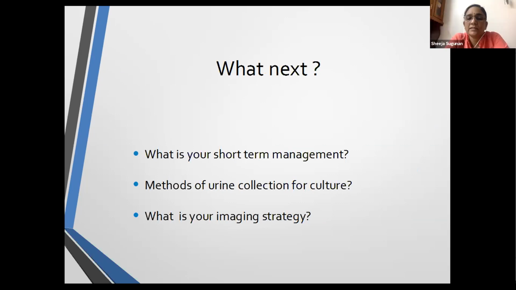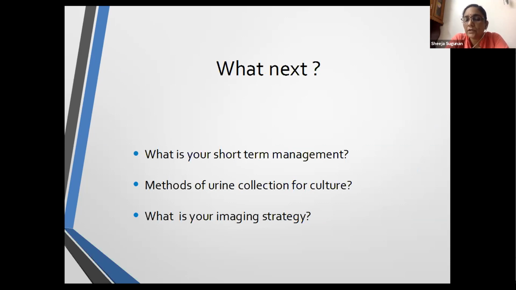So coming to the first question, that is, what is your short-term management? Now we have a child who has come back with a complicated UTI because he's having high fever, he's having vomiting, he's toxic. So from an ordinary UTI, he has moved on to become a complicated UTI. So definitely the child requires admission, proper hydration, supportive care, and also a parenteral antibiotic.